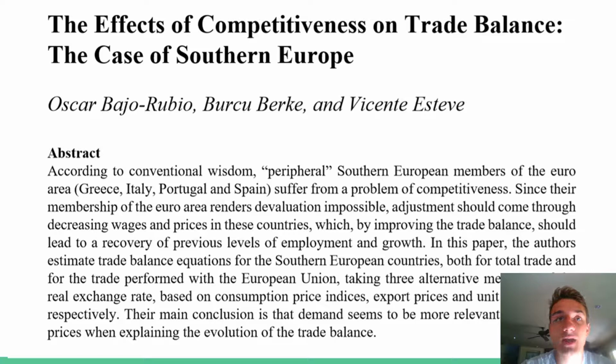In this paper, the authors estimate trade balance equations for the southern European countries, both for total trade and for the trade performed with the European Union, taking three alternative measures of the real exchange rate based on consumption price indices, export prices, and unit labor costs, respectively. Their main conclusion is that demand seems to be more relevant than relative prices when explaining the evolution of the trade balance. So, what does this all mean?